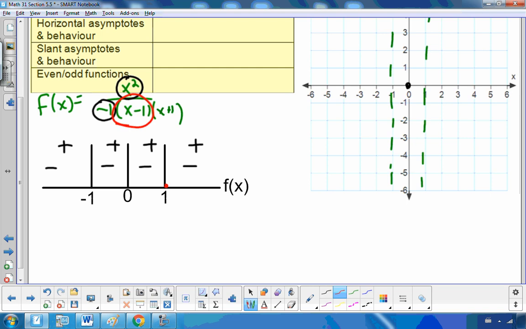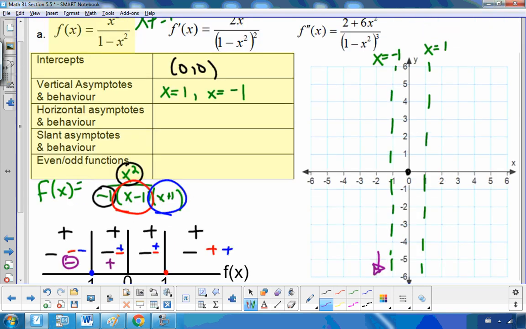x minus 1 is 0 here, so to the left it's negative and to the right it's positive. And then x plus 1 is 0 there, so to the left it's negative and to the right it is positive. So putting these all together, here I have 3 negatives, which means that I am negative, which means to the left of negative 1, I am going towards negative infinity. Here I have 2 negatives, so it's a positive. So to the right of negative 1, my end behavior is towards positive infinity.